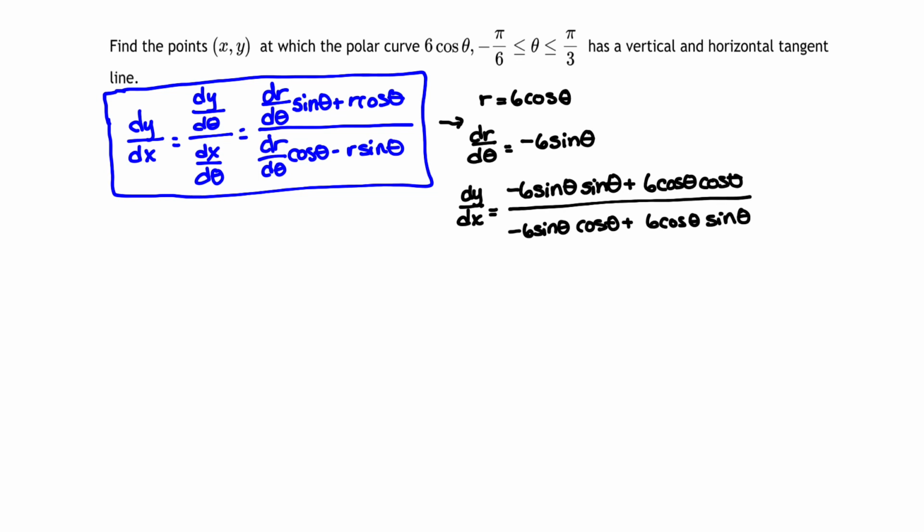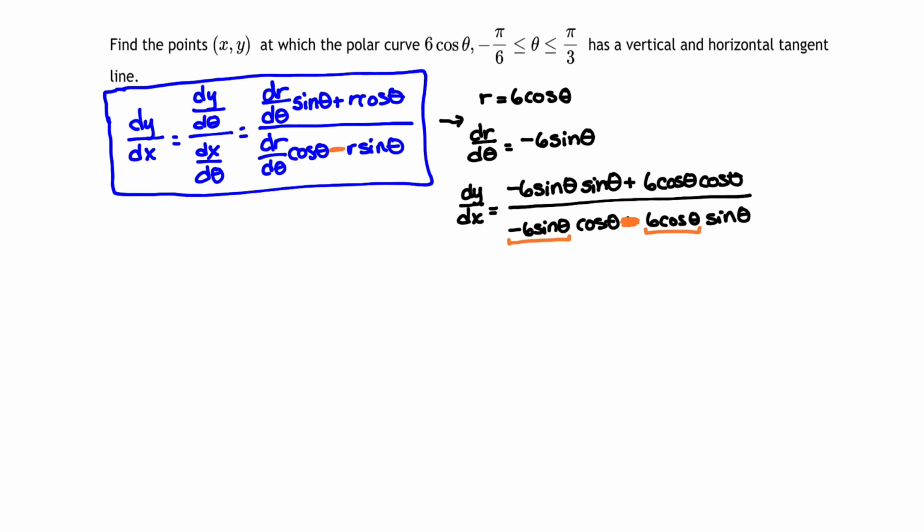And looking back over my work, I see I made a slight mistake in the denominator. The bottom should be dr/d theta, which I do have as minus 6 sine theta, times cos theta, but there's a negative sign that should be in front of r, and r is just 6 cos theta times sine theta. So that bottom should have a negative right there. I want to make sure I correct that before going any farther.